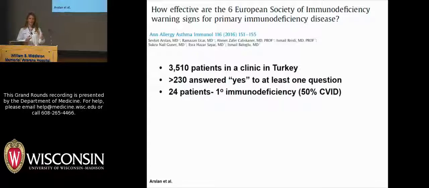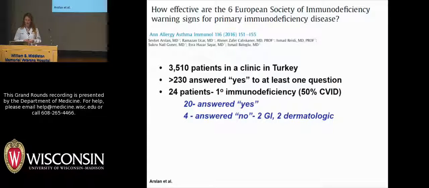Then they looked, well, does this overlap? And they found 20% of the people who were diagnosed with primary deficiency had answered yes to one of the questions. So even with those questions being, I would say, maybe vague, they only missed 4 of them, basically. And those patients had gastrointestinal manifestations or dermatologic conditions.